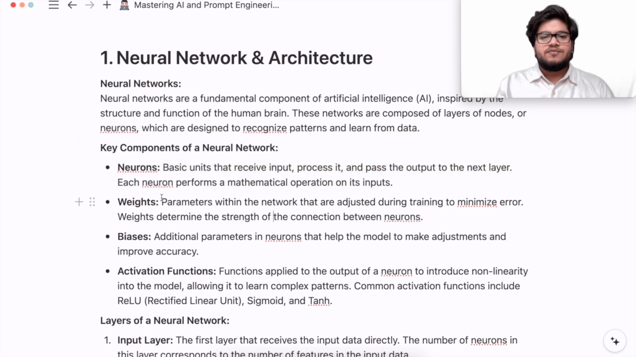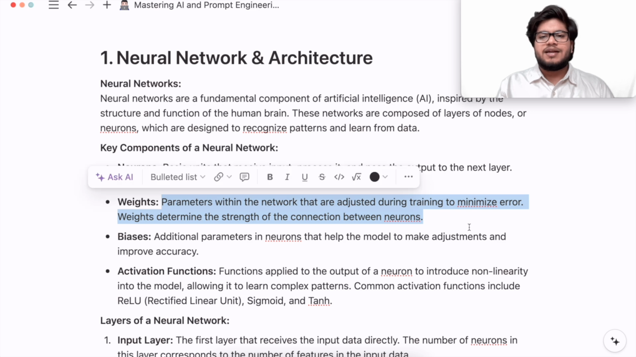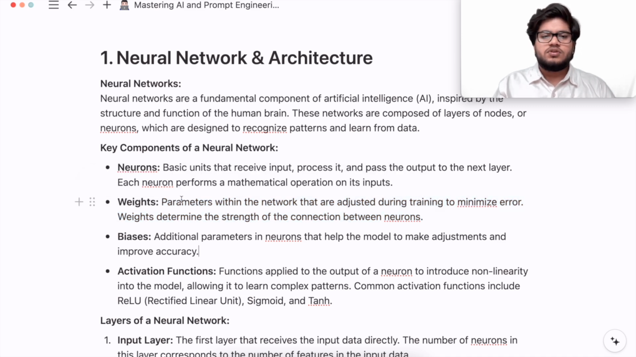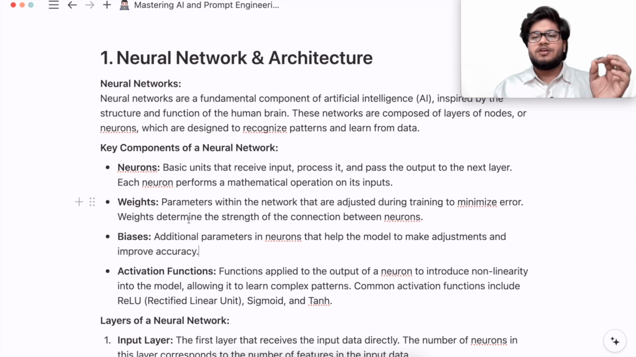Now, what are weights? Weights are the parameters within the network that are adjusted during training to minimize error. Weights determine the strength of the connection between neurons. So these are basically the parameters within the network, used so that error is minimized. They determine the strength between different neurons. If one neuron is connected to another neuron, what is the strength between them?